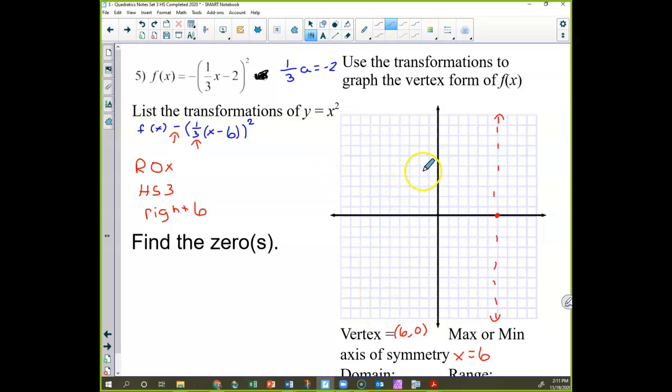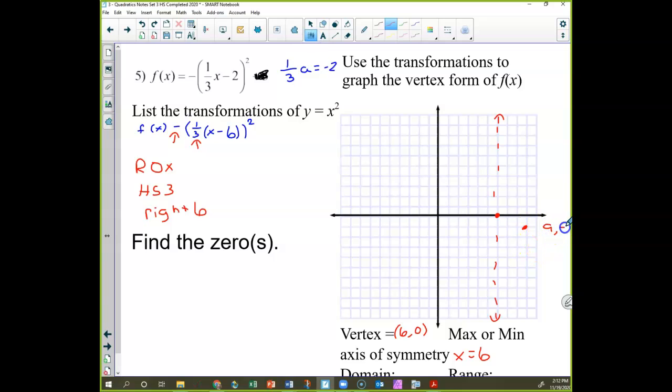Now, I need some other points on this graph, so I'm going to use parent function y equals x squared. I'm going to use the point 1, 1 again. That is just an easy point to use. If at all possible, that's what I'm going to do. So I'm going to reflect it over the x-axis. That's 1, -1. Now I'm going to take that x value and I'm going to triple it. Horizontal stretch by 3. So 1 times 3 is 3. And then I'm going to go right 1, 2, 3, 4, 5, 6. And I'm here at 9, -1.